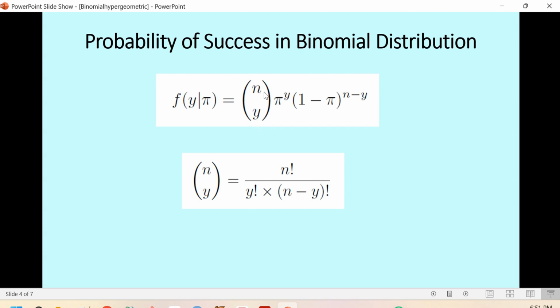But for each one of them, the probability is 0.6, 3 in power times 1 minus 0.6, 2 in the power. So this is the binomial distribution's random number probability.